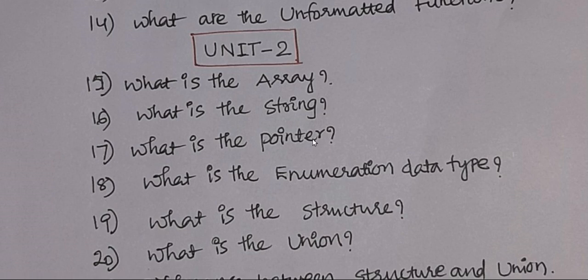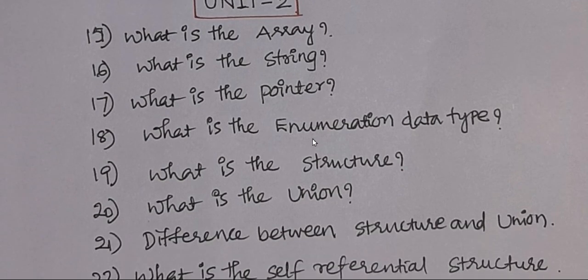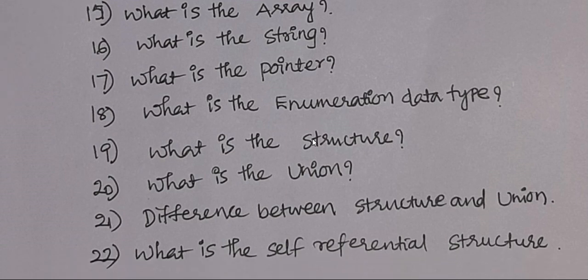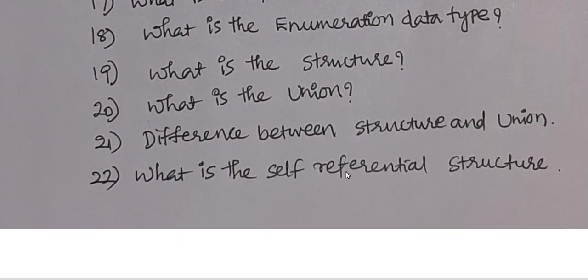What is the pointer? From this pointer they will ask what is the dereference pointer, that is single pointer, double pointer, triple pointer. How we use the pointers? That is the dereference pointer. Next, what is the enumeration data type? Next, what is the structure? What is the union? You should be aware about difference between structure and union also. Next, what is the self-referential structure?